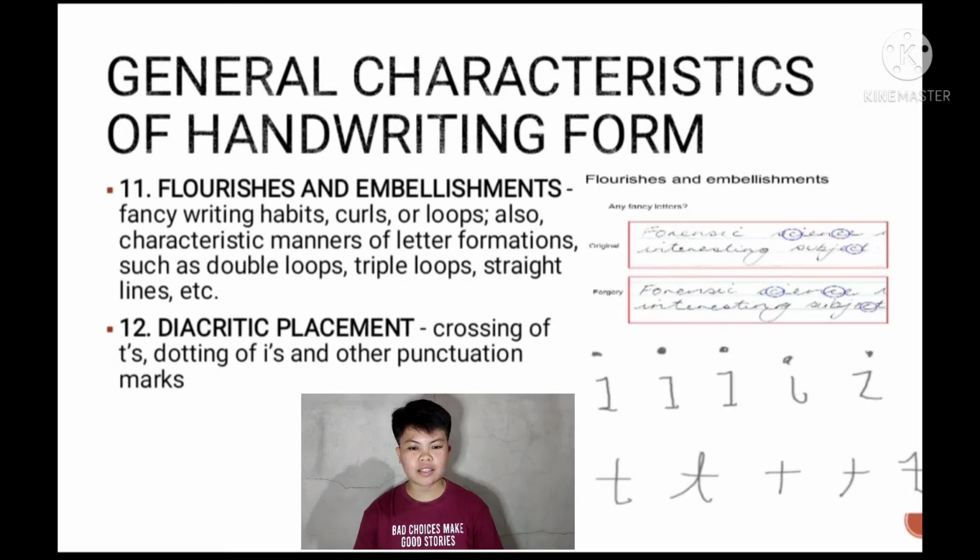Number 12 is diacritic placement: crossing of t's, dotting of i's, and other punctuation marks. Where are the crosses on t's and dots on i's? Are the t's crossed? Is the cross on the t at the top, middle, or bottom of the letter? Are the i's dotted? If so, are they dotted to the left, the center, or the right of the i?